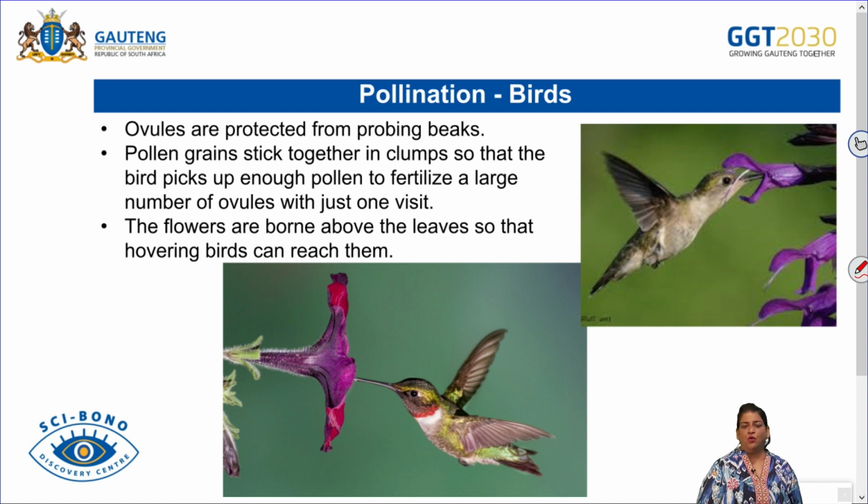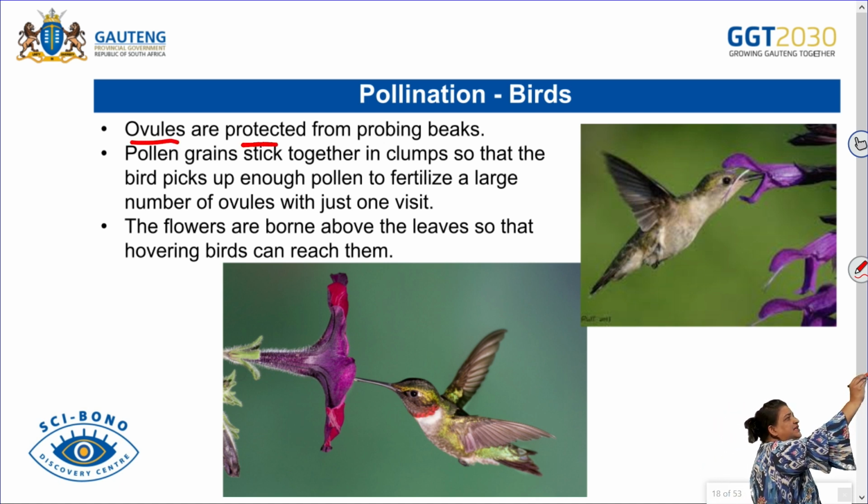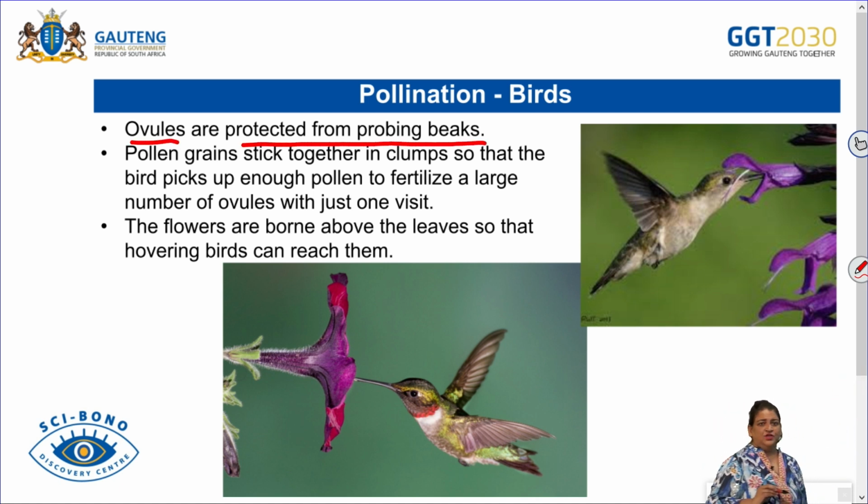So when you are walking along the gardens or around the roadsides, or you go to the nursery, you will be able to identify which flowers are insect pollinated, which ones are bird pollinated, which ones are butterfly pollinated, which ones could be moth pollinated. Right. So let's see. Ovules are protected from the probing beaks. So how are the ovules protected? Remember, by the carpel, by the fleshy parts, which protect your ovary.